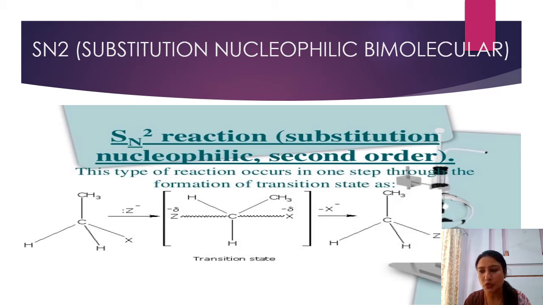As the reaction progresses and the bond between the nucleophile and the carbon atom starts forming, the bond between the carbon atom and the leaving group weakens. As this happens, the configuration of the carbon atom under attack inverts, in much the same way as an umbrella is turned inside out. This process is known as inversion of configuration, or Walden inversion.